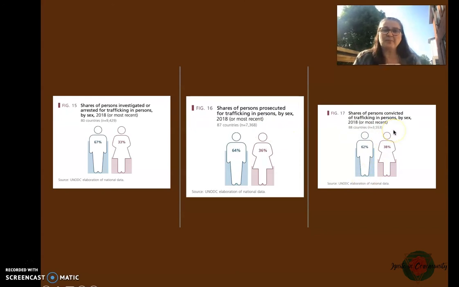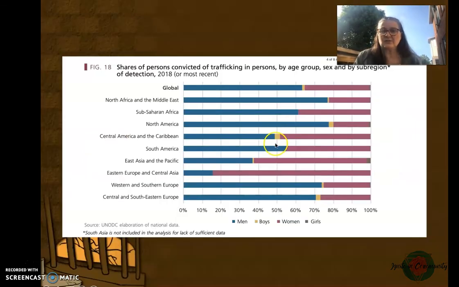So what needs to happen to really combat human trafficking is that, first of all, the numbers have to be much higher than what's being presented. But between arresting and prosecuting, it should be a closer value between the two. And then conviction and prosecution should be a closer value as well.